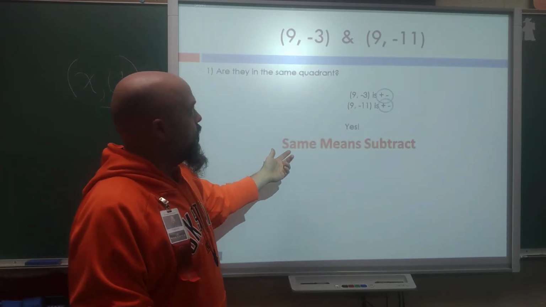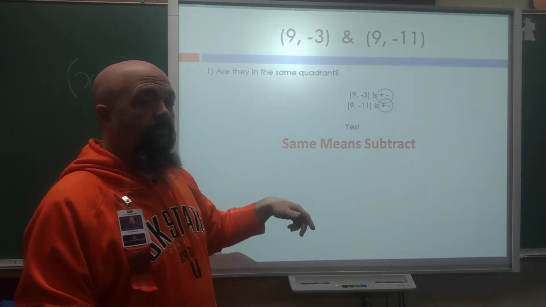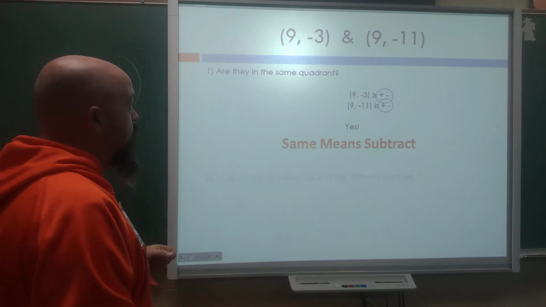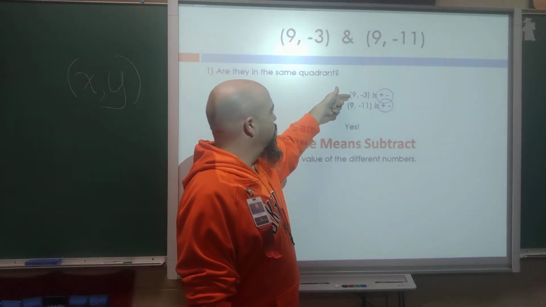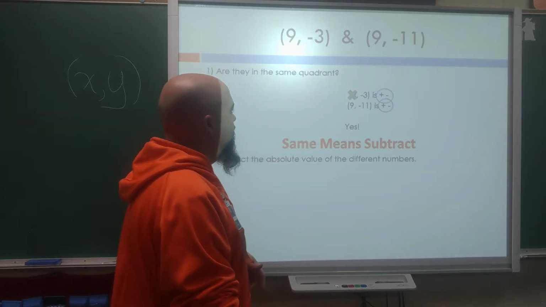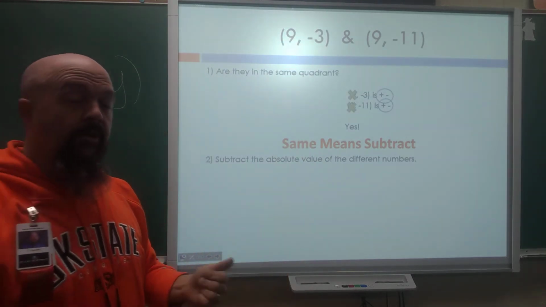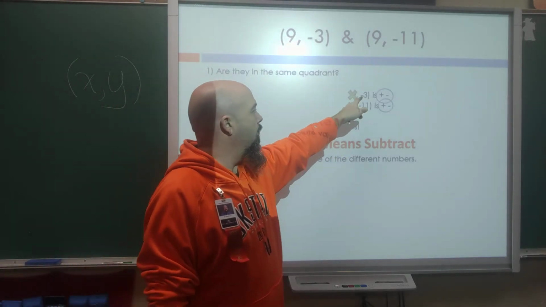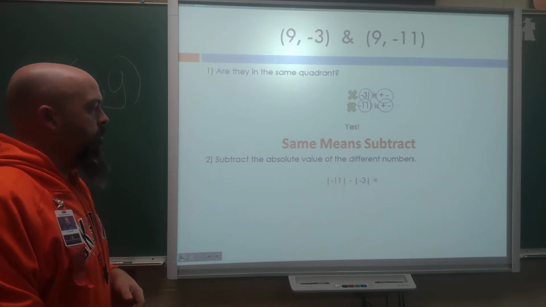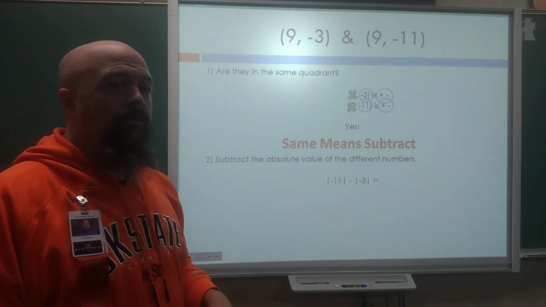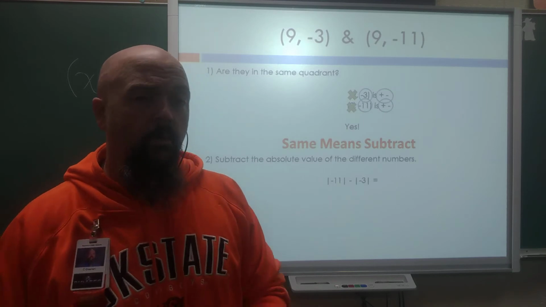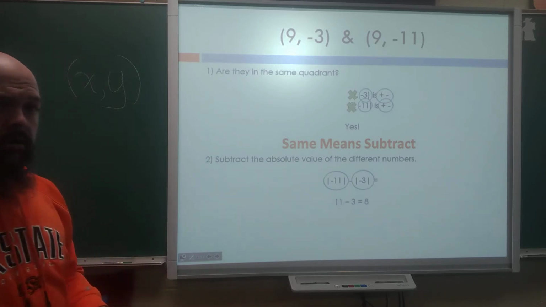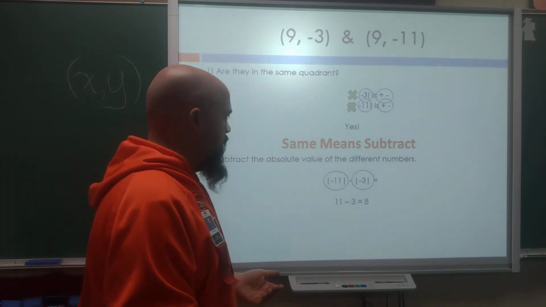Okay. So, using this example, 9, negative 3, and 9, negative 11. If they're in the same quadrant, that clearly means we subtract the unique values. Unique means not the same. In this one, our same value is going to be that 9. Let's get rid of it. We have negative 3 and we have negative 11. Same means subtract. We need the absolute value of those two numbers. So that means instead of negative 11 and negative 3, it becomes 11 and 3 being subtracted. But what is 11 minus 3? That's right, 8. 8 units.